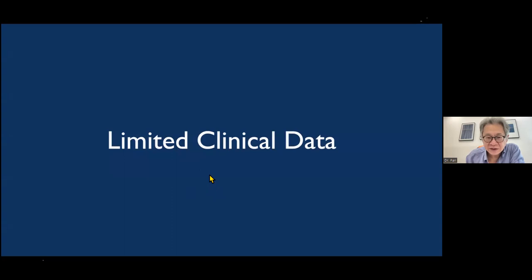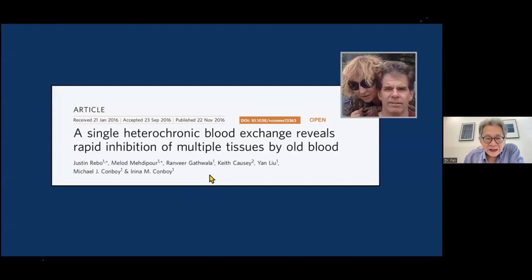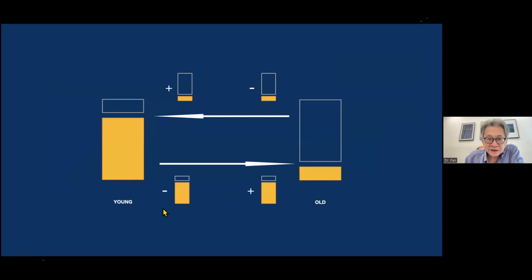And so I think my personal opinion is that the concept or the practice of heterochronic parabiosis has a paradigm change. And that was back in 2016. A group in Berkeley, led by Irina Conboy and her husband, Michael Conboy, did an experiment, okay? So what they did is this: instead of connecting the two animals together, they are just drawing blood from the old animal and injecting it into the young animal and vice versa.